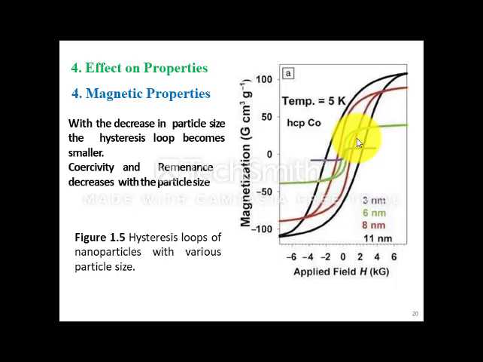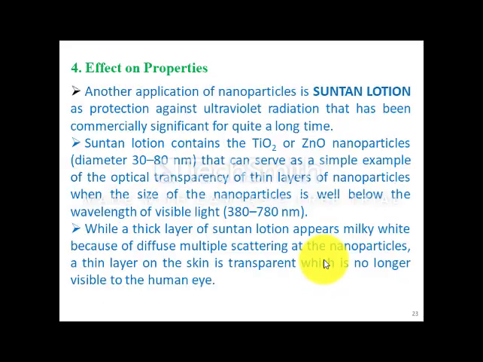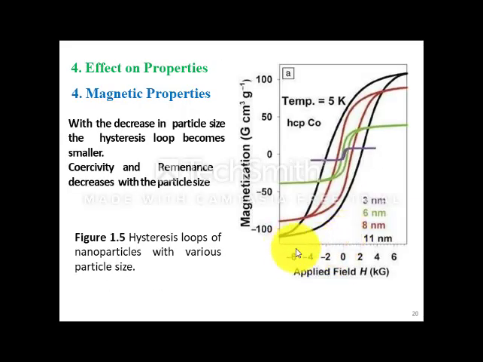These hysteresis loops are taken for cobalt at the temperature of 5 Kelvin. Here the applied field is on the x-axis, and on the y-axis it is magnetization. In hysteresis loops, if a magnetic field is applied, then the magnetization increases as the applied magnetic field value increases, and it goes from negative to positive. The magnetization also goes from negative to positive.